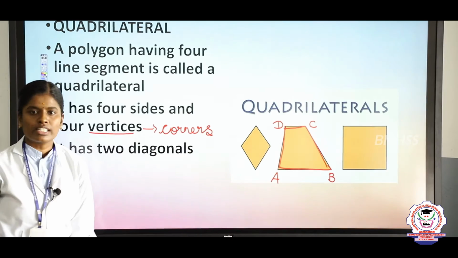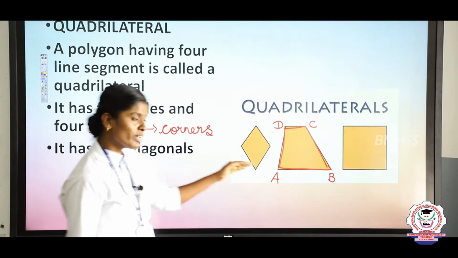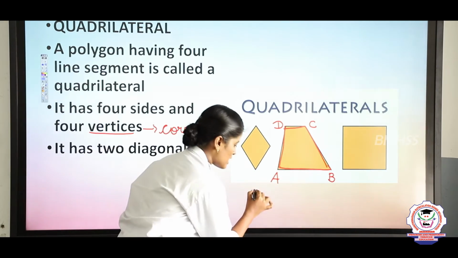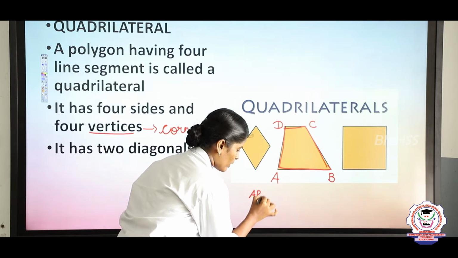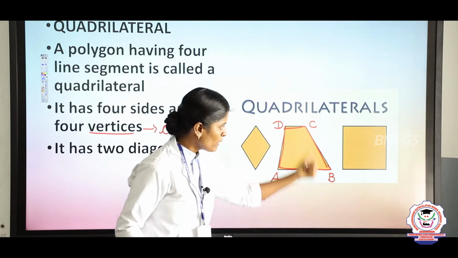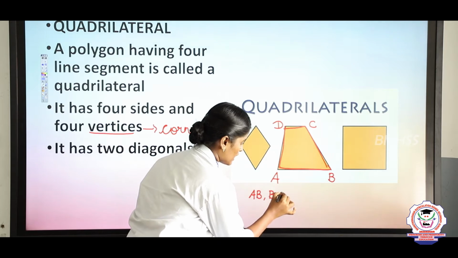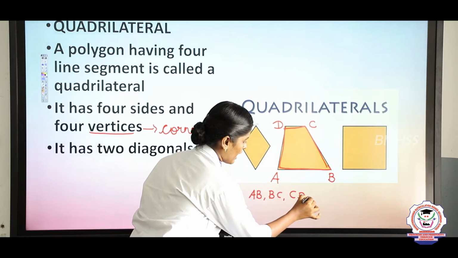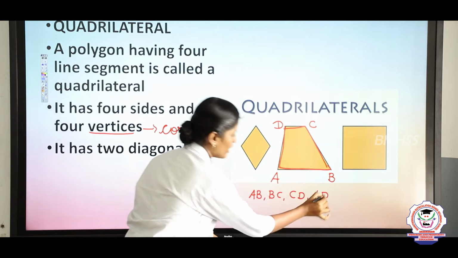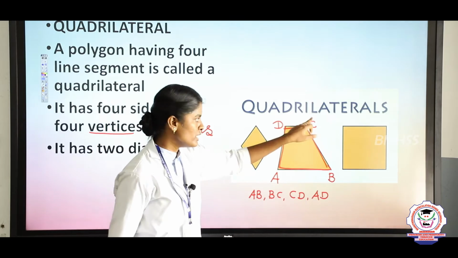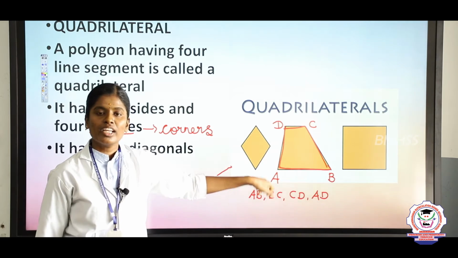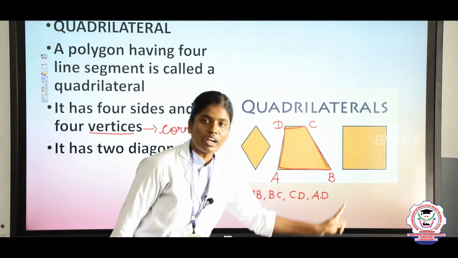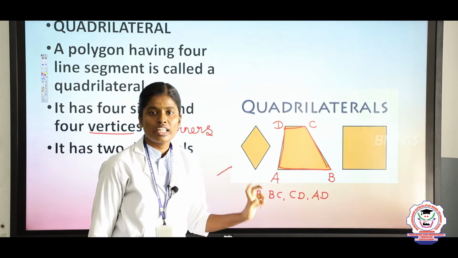It has 4 sides. How many sides? 4 sides. For example, here AB is one side, BC is one side, the next one is CD, and the final one is AD or DA. AB, BC, CD, AD or DA. These are called the sides.